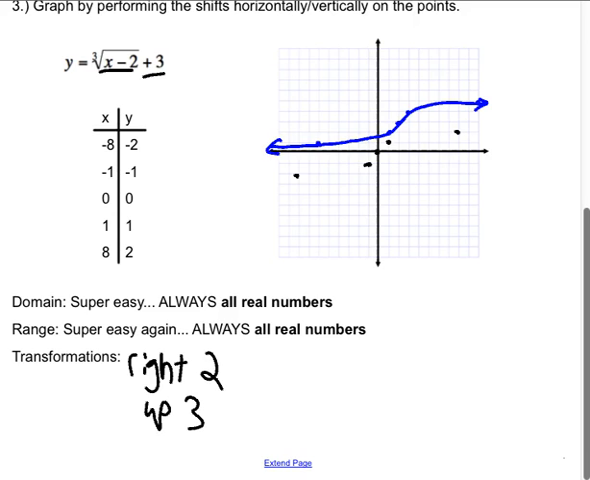Now, the really, really cool thing about these cube roots is the domain and range. The domain and range are really easy because notice it's extending in every direction forever. So what that means is I have no restrictions. I can put in any x value, get out any y value. So that means the domain and range are super simple. Both of them for these cube roots are always all real numbers, which again is super nice. So that's all you need to remember about these. Cube roots gives you all real numbers.